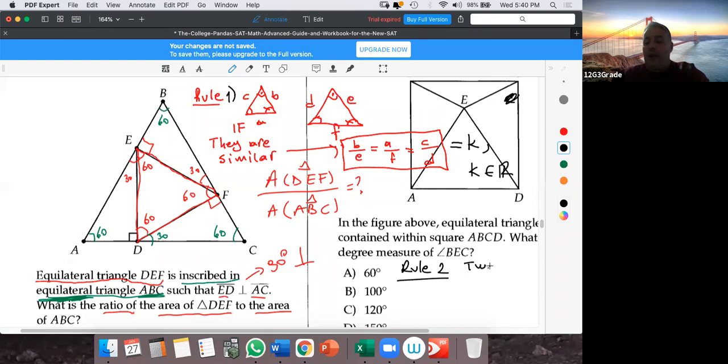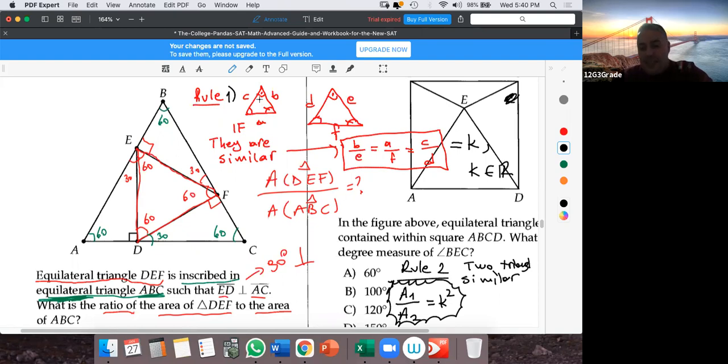Now, there is one rule, rule number 2, let's say, if this is rule number 1. If two triangles are similar, be careful now, ladies and gentlemen, area of the first triangle divided by the area of the second triangle is equal to k to the power of 2, always.